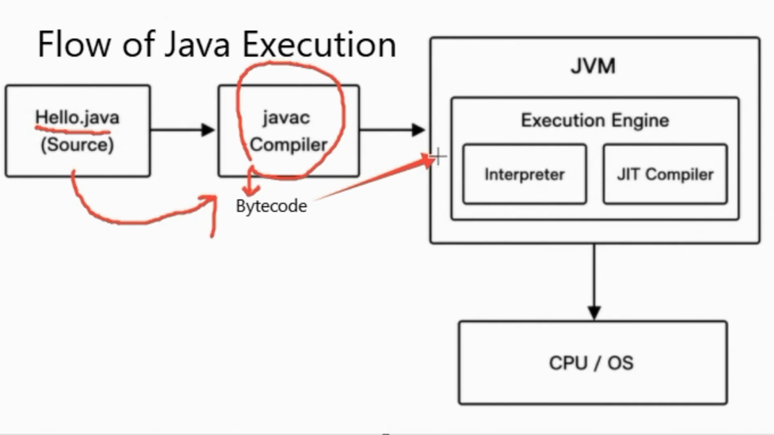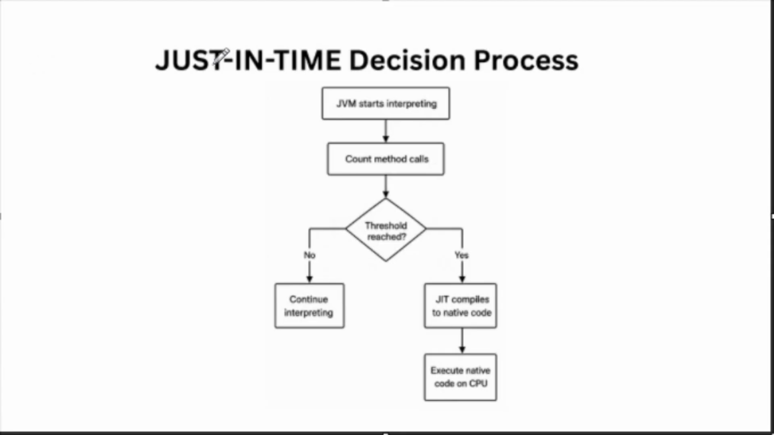That bytecode goes into the JVM. Inside the JVM, there's an execution engine. It has 2 parts. 1. Interpreter. 2. JIT compiler. The interpreter runs code right away, but it's slow. The JIT compiler watches for the hot methods, the ones running over and over. It turns those into fast native code. Both end up running on your CPU. That's the whole flow.